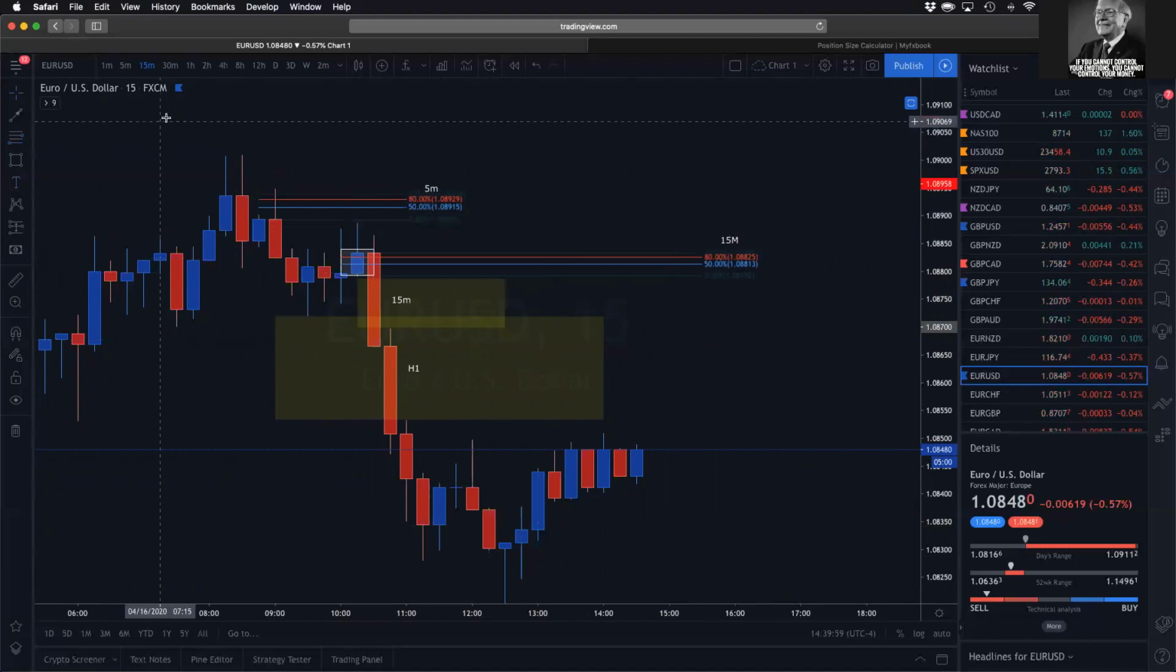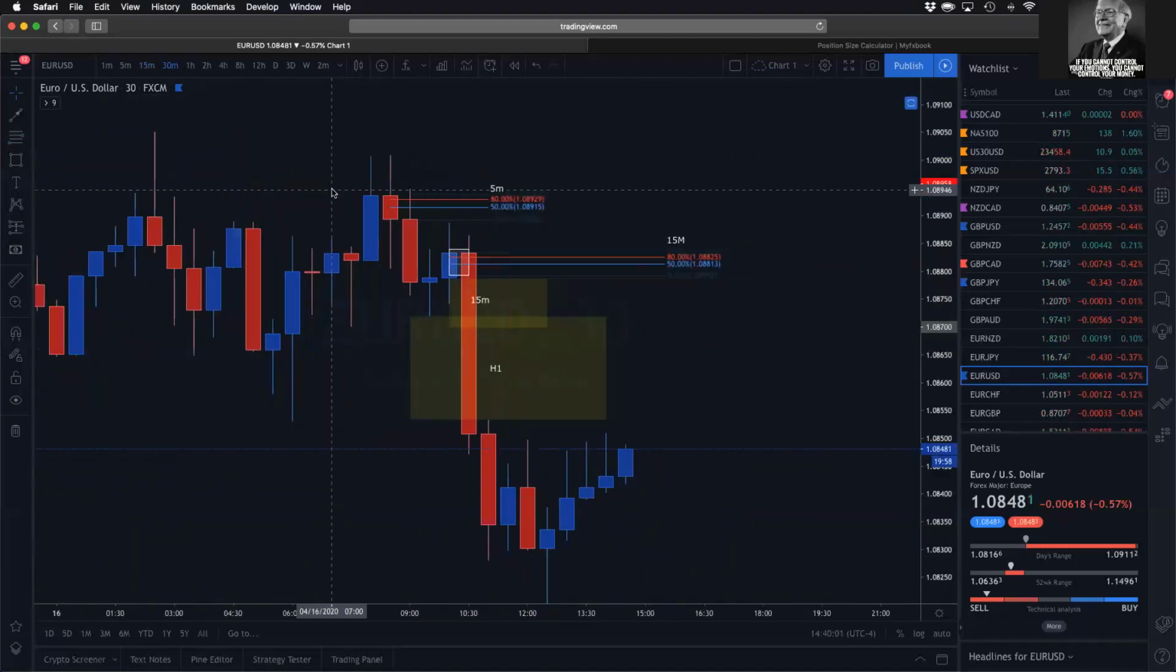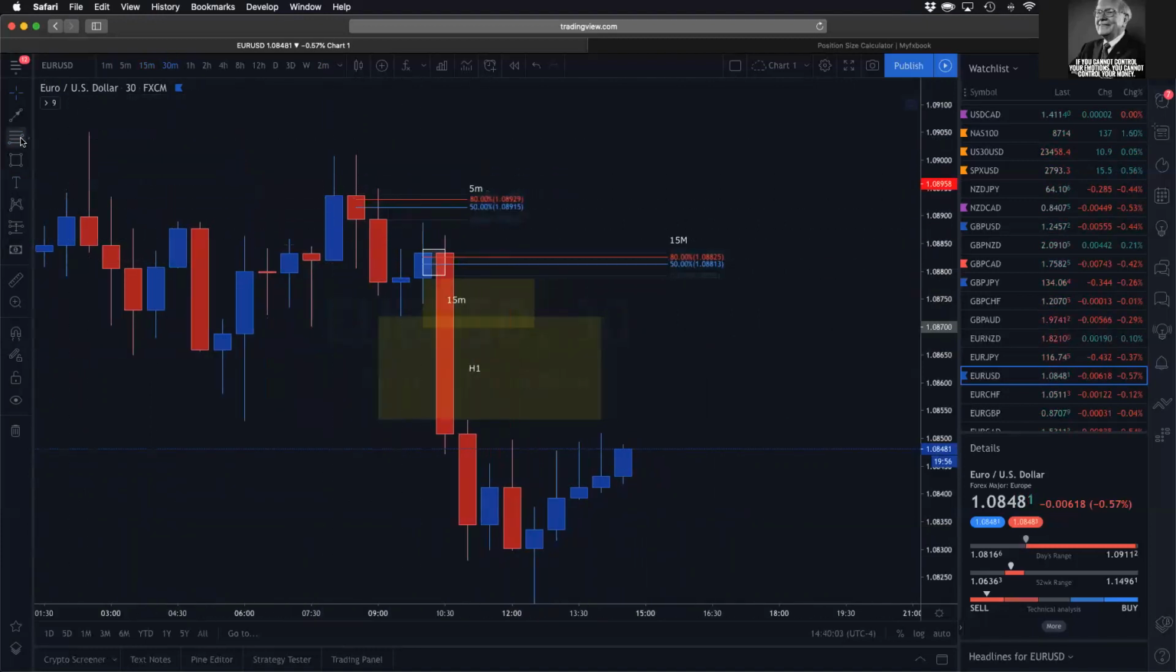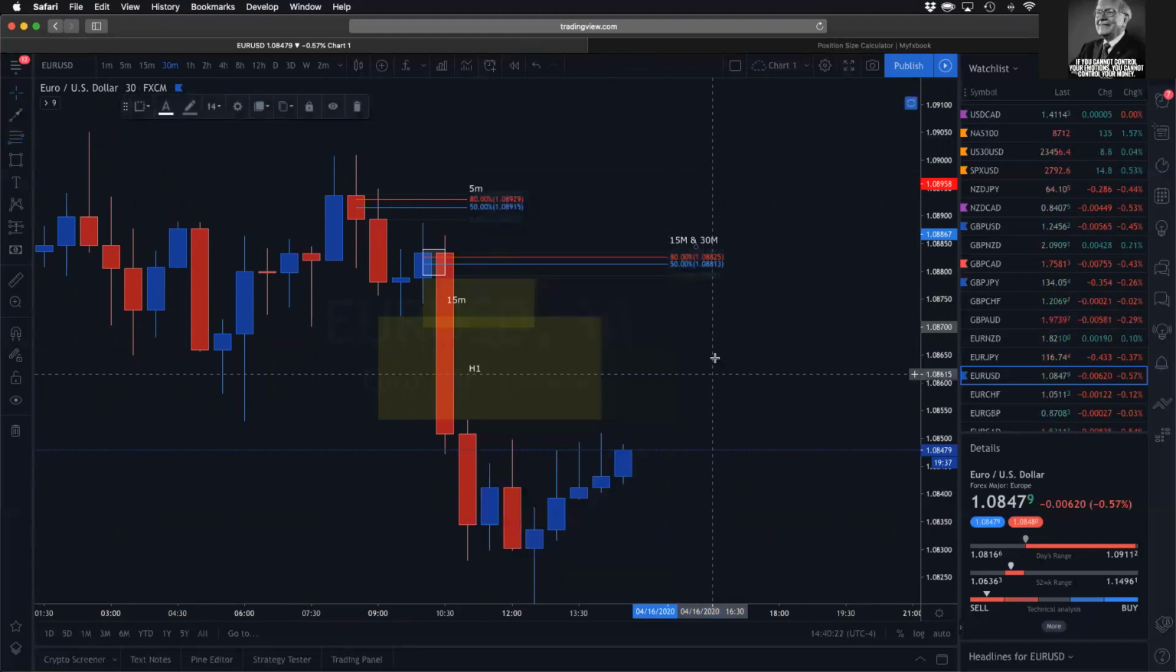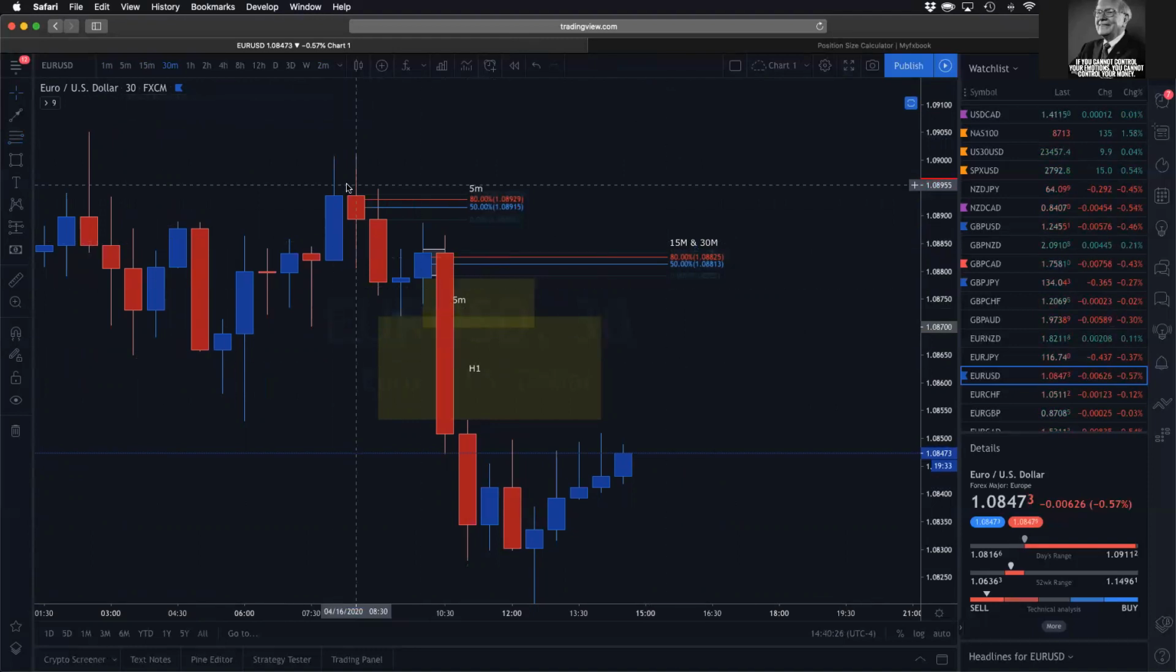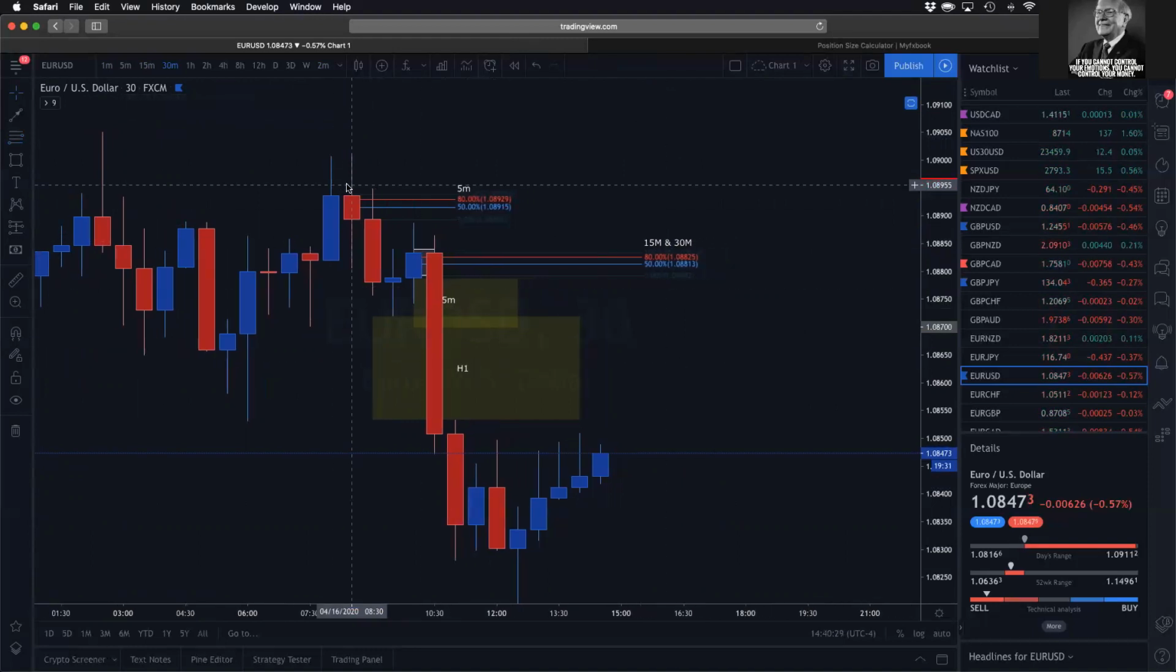All right, what's that 30 minute look like? 30 minute candles here realistically is about the same. Yeah, look at that. It's the same lineup. So we'll just say 15 and 30 minute. Boom, boom, boom. Okay, so we got our 2 entries. All right, that's our 2 entries.